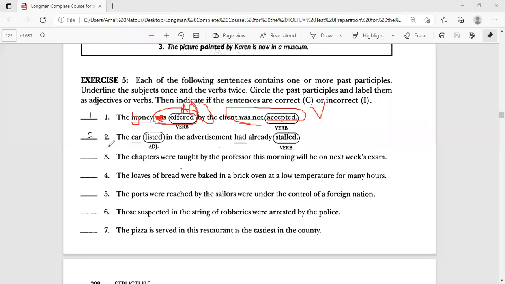The second sentence: the car listed in the advertisement had already stalled. The car is the subject. Where's the verb? Had already stalled. This is the verb. And what about listed? This is an adjective. So this is a correct sentence.